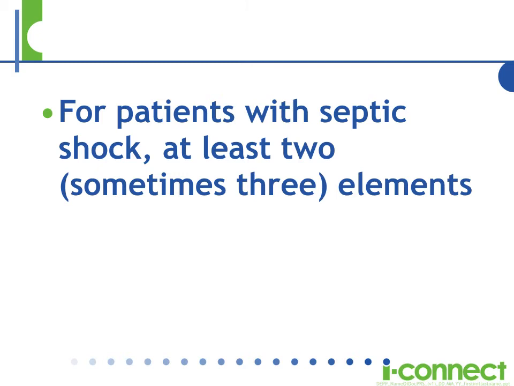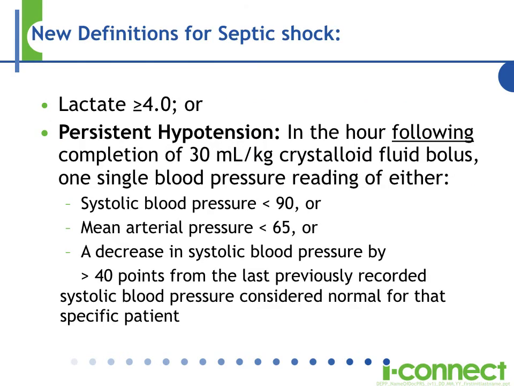The other 3 conditional elements apply to patients with septic shock. Now, the definition of septic shock is very clear in the CMS core measure. Septic shock is either, number 1, a lactate level of greater than or equal to 4, or persistent hypotension. And by persistent hypotension, we mean that in the hour following the completion of the 30 ml per kilogram crystalloid fluid bolus, there has to be one single blood pressure reading that is either systolic less than 90, mean arterial pressure less than 65, or a drop of 40 from the previously recorded.